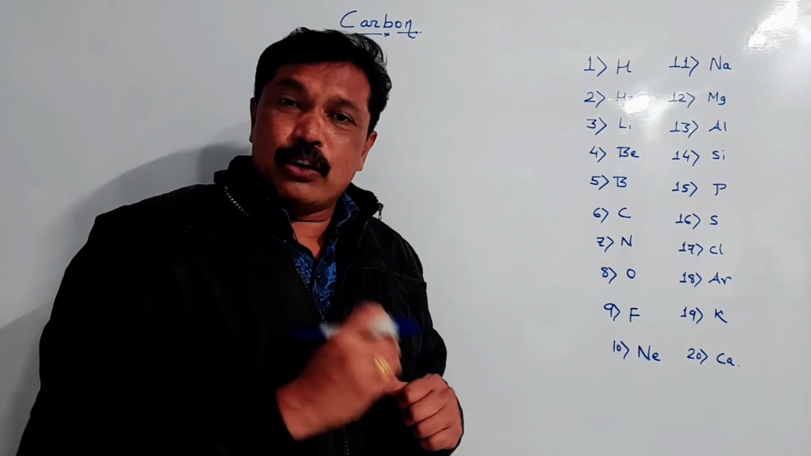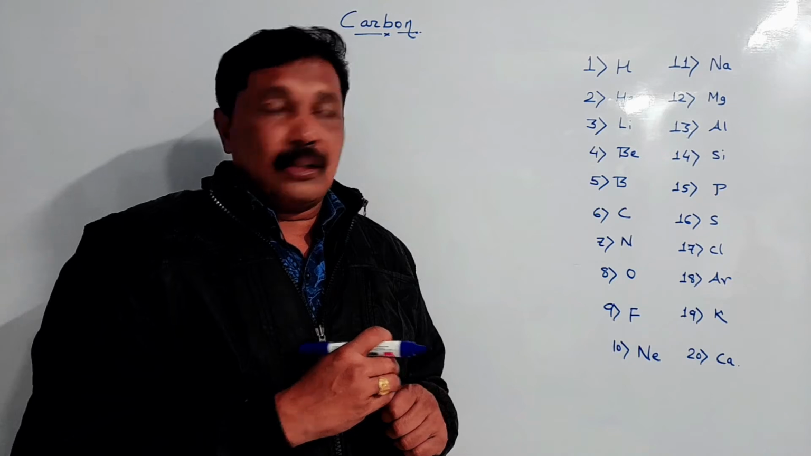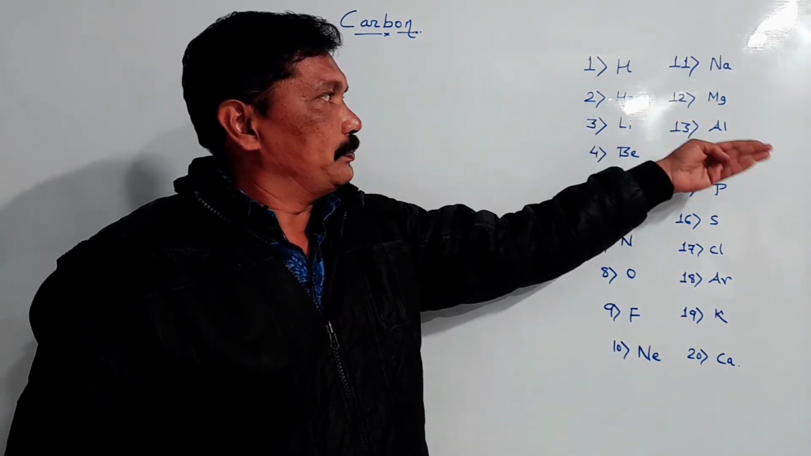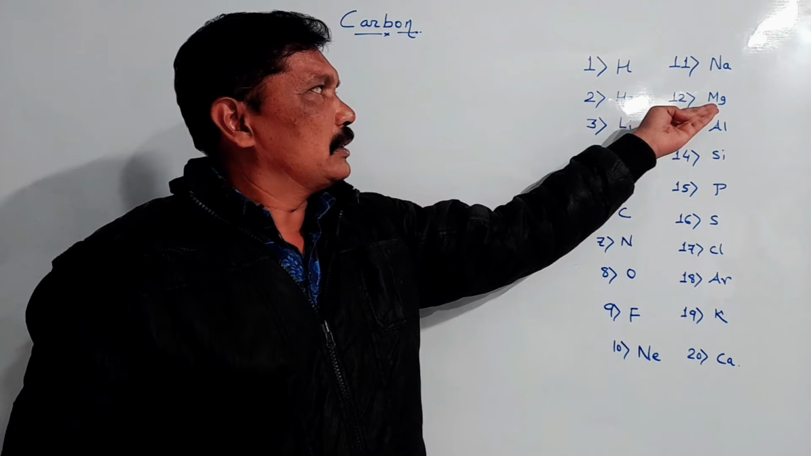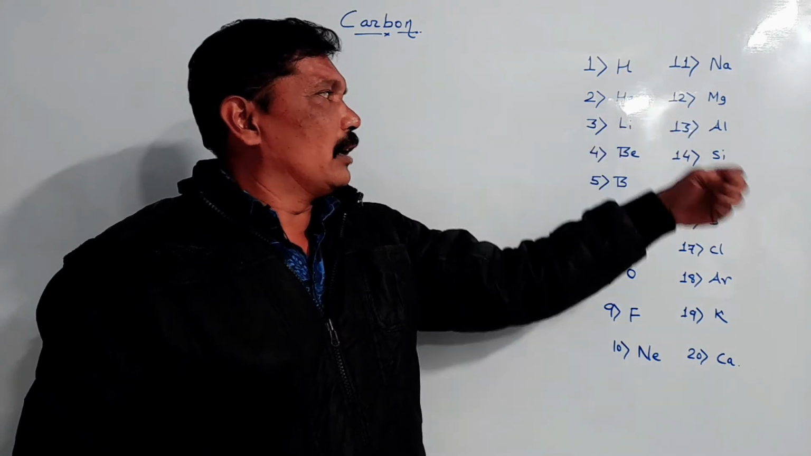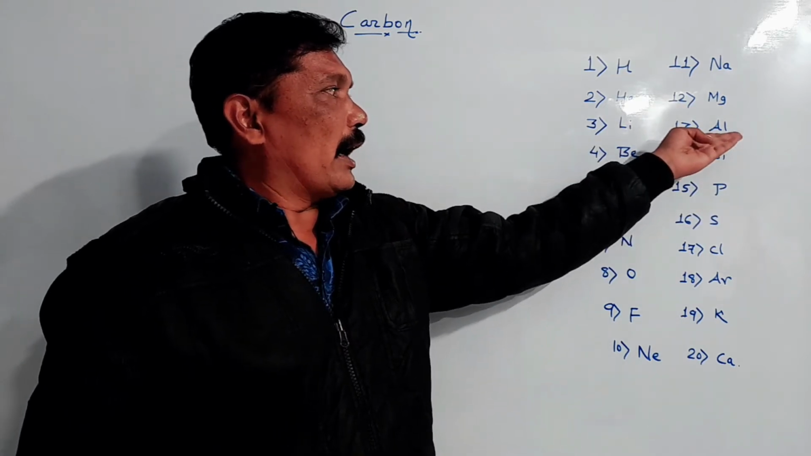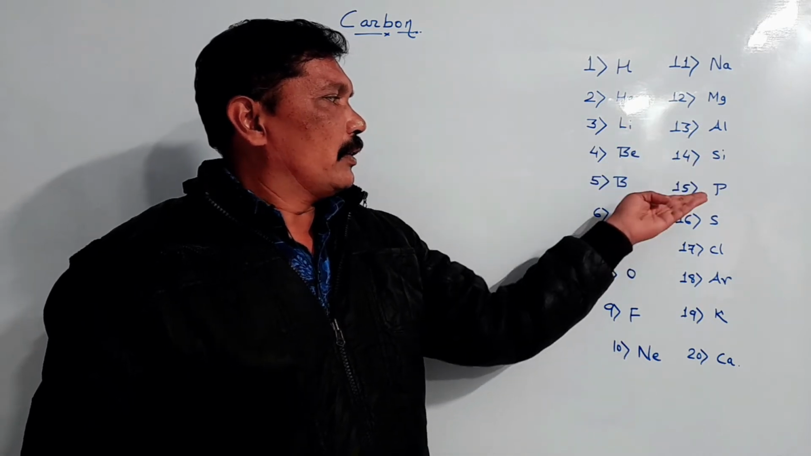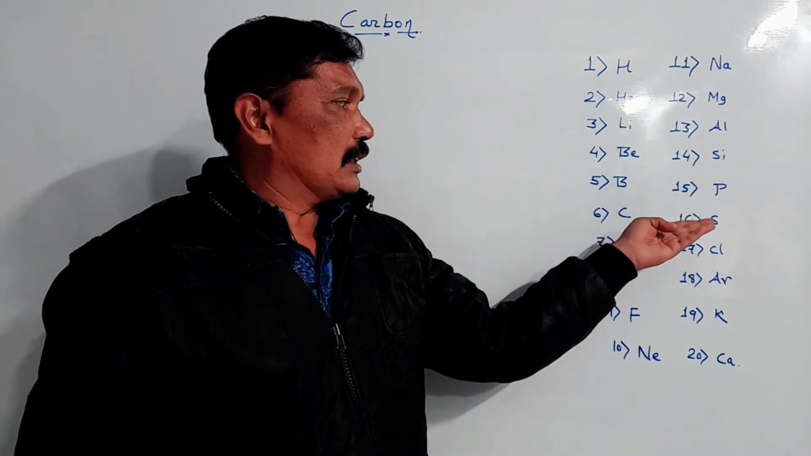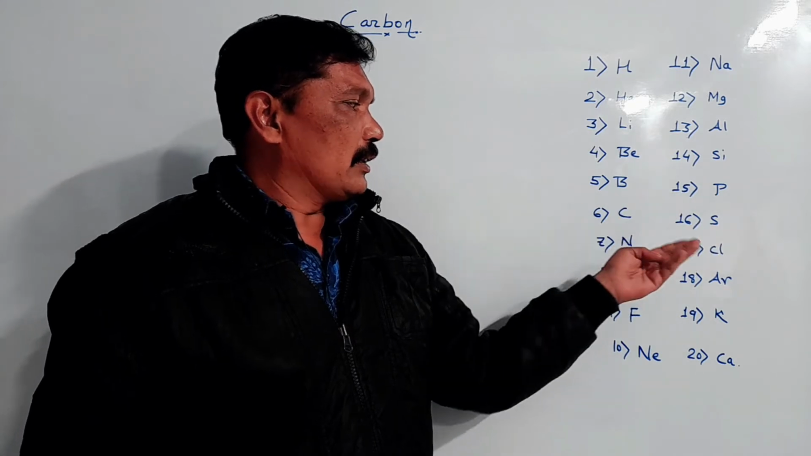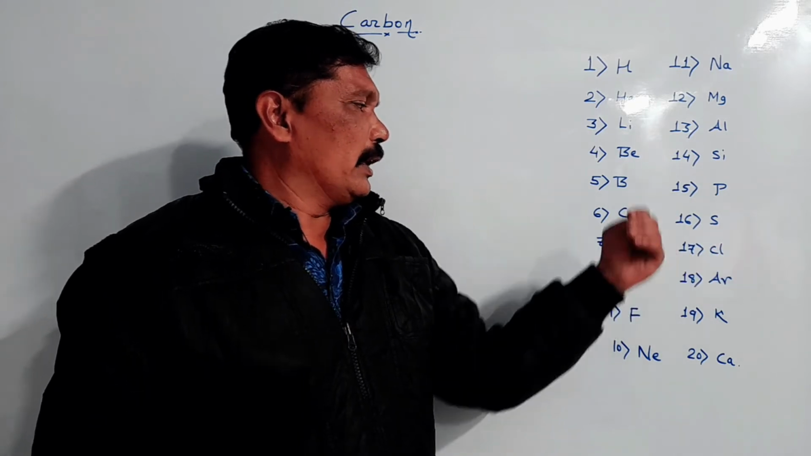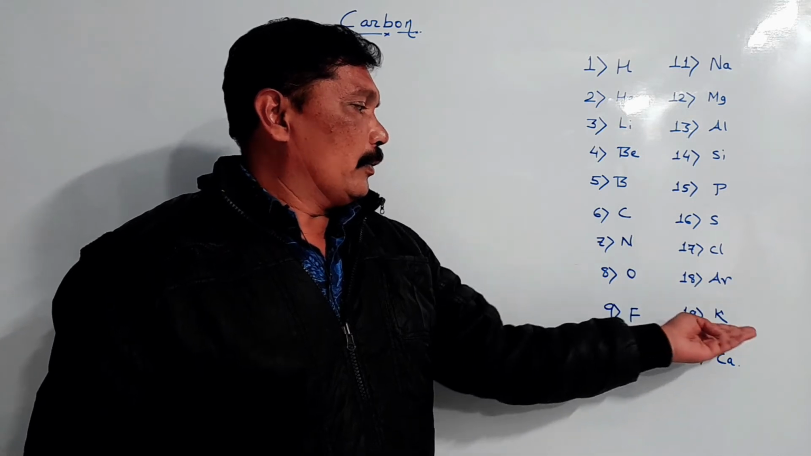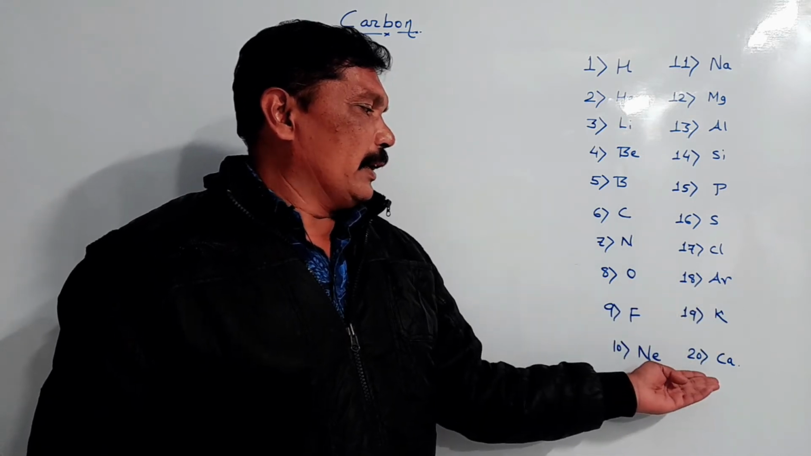My dear student, here again we are going to consider the elements which are arranged in the increasing order of their atomic number. On the 11th place there is sodium. On the 12th place there is magnesium. 13. Aluminium. 14. Silicon. 15. Phosphorus. 16. Sulfur. 17. Chlorine. 18. Argon. 19. Potassium. 20.